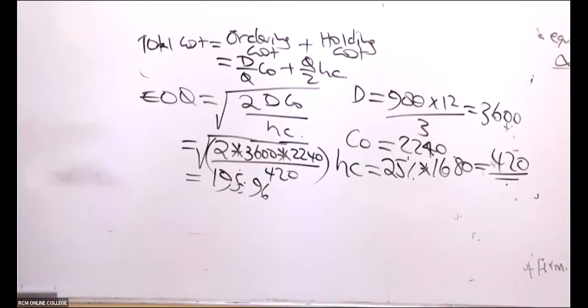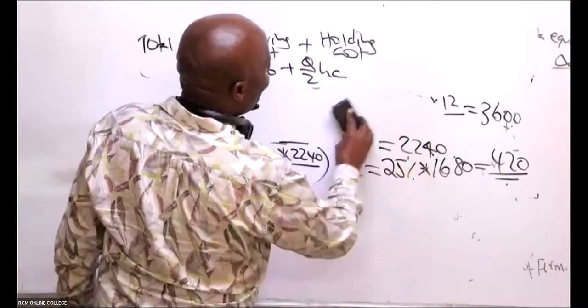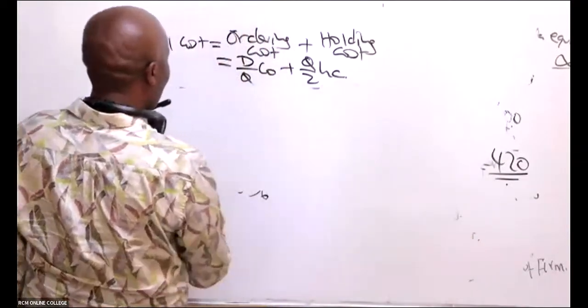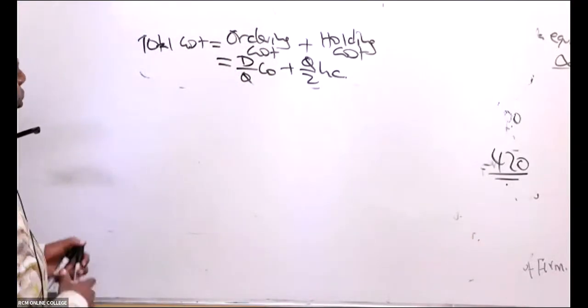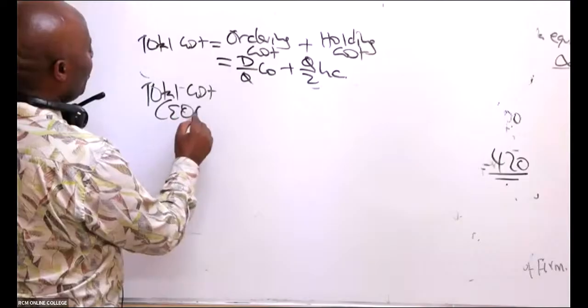Now you guys have everything. Please substitute and give me the final answer. You're getting the total cost for buying the EOQ. If we buy the EOQ, how much will this cost us? So the total cost for the EOQ.